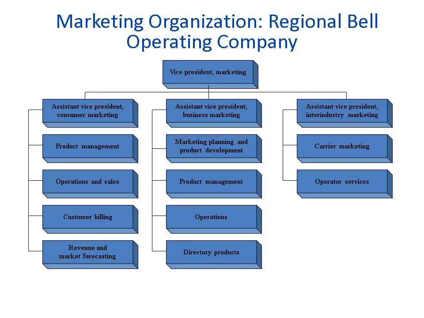And then a significant example of this is Bell Company. They have a segment, and this is the vice president, the assistant vice president for business, consumer, and the assistant vice president for inter-industry marketing. So you can see that under the AVP of consumer marketing, product management is here. One segment, one layer.